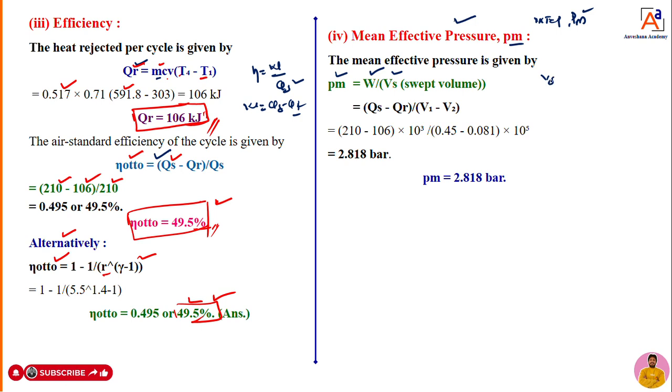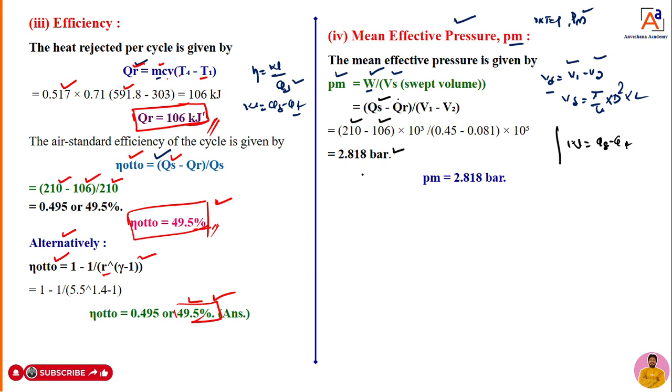What is swept volume? That also I told, dear students, that we can calculate as V1 minus V2, or else with the help of bore diameter we can calculate swept volume, that is pi by 4 into d square into L. But here we can calculate swept volume with the help of V1 and V2. So what can I do now? Work done is equal to QS minus QR, I already told that, right? So QS we know, I will substitute QR, I will substitute V1 and V2, then do simplification.